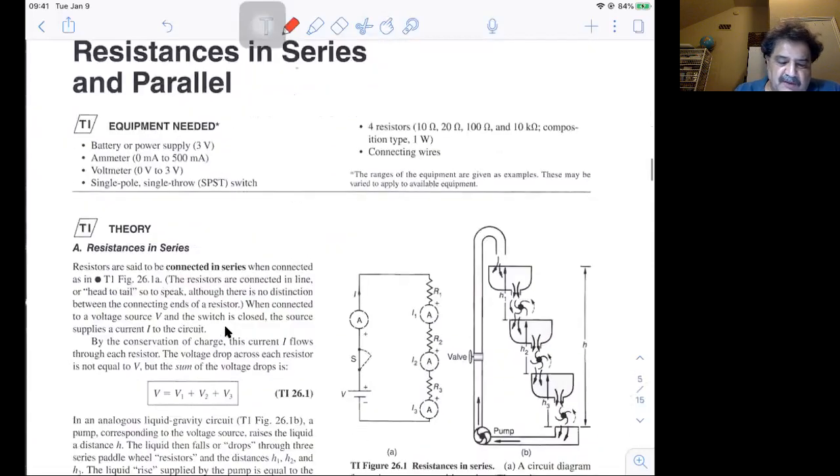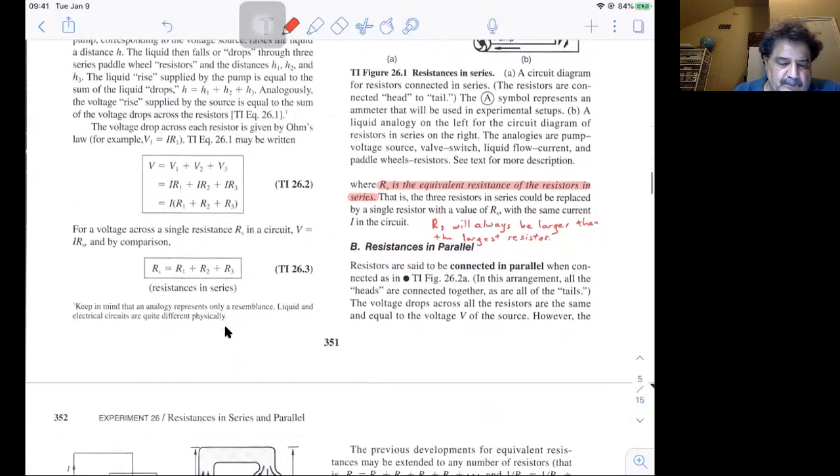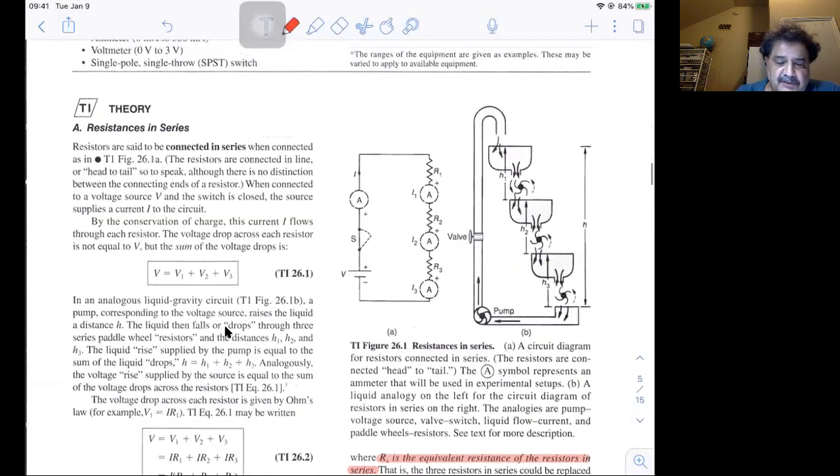I want you to read the theory. For series resistance, this would be a series circuit. In a series circuit, there's only one current. Notice that you've got I here. That current goes through R1, R2, and R3. So there's only one current, but there are multiple voltage drops. So you're going to have a V1, a V2, and a V3. One current, but multiple voltage drops.